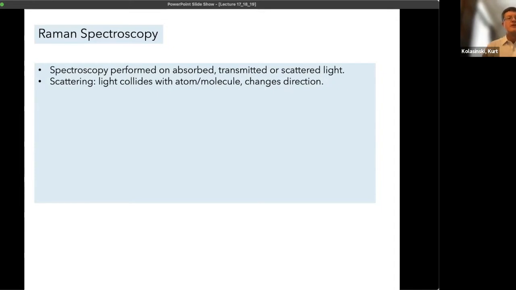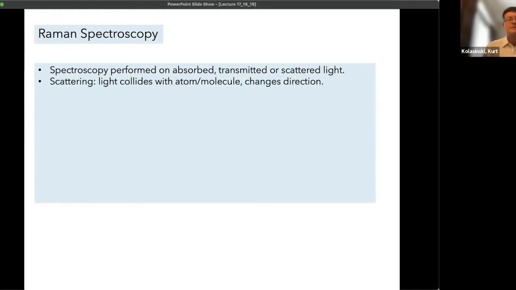Let's talk about Raman. Spectroscopy can be performed in a number of different ways. You can look at the absorbed light, absorption spectroscopy, like you usually do in UV-vis, the transmitted light, or scattered light. And what do we mean by scattered light? That's when photons come in, they collide with an atom or molecule, and then they change directions.